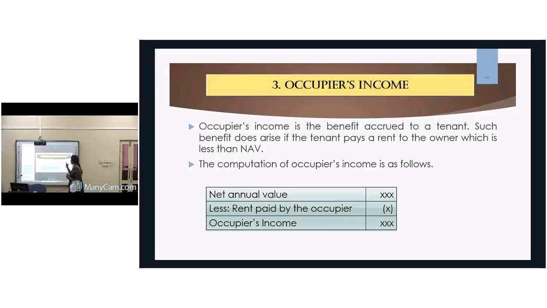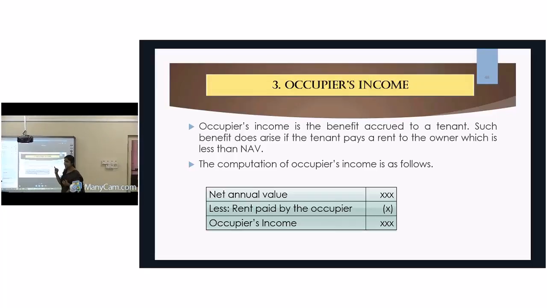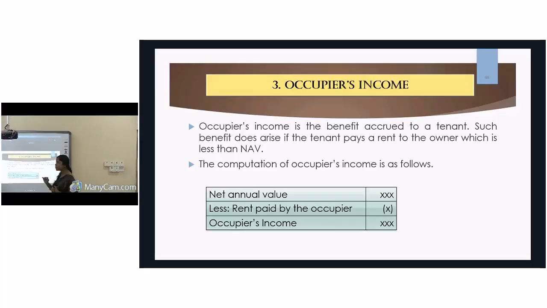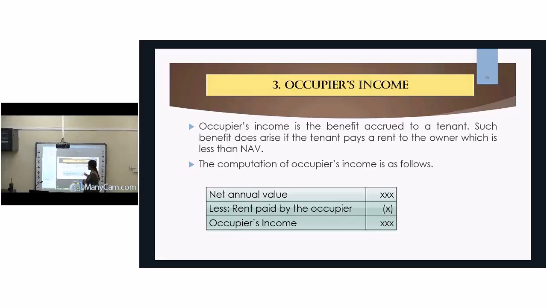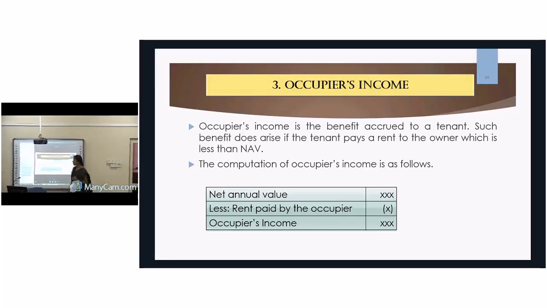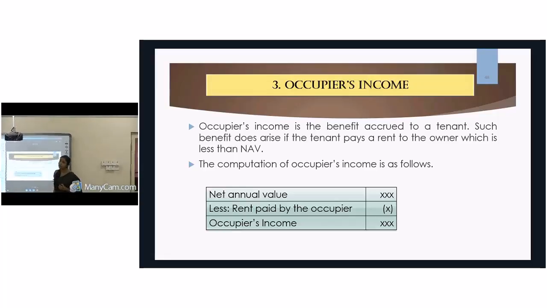So how are we going to calculate the occupier's income? You take the net annual value, and from that you deduct the rent paid by the occupier. That means it is similar to gross rent received by the owner, but from the tenant's perspective, rent paid by the occupier. If the net annual value is greater than the rent paid by the occupier, that is positive, there will be occupier's income. That's how we calculate the tenant's income.